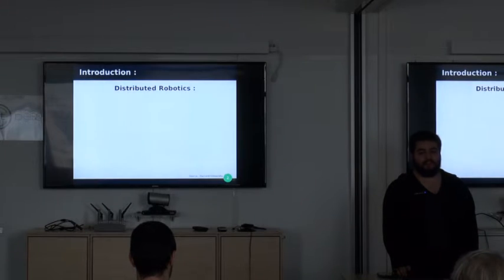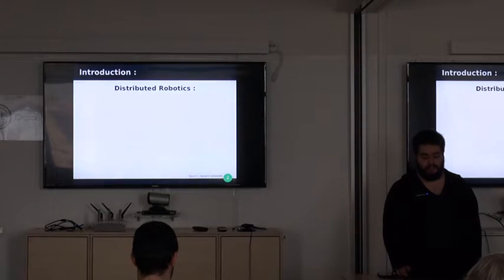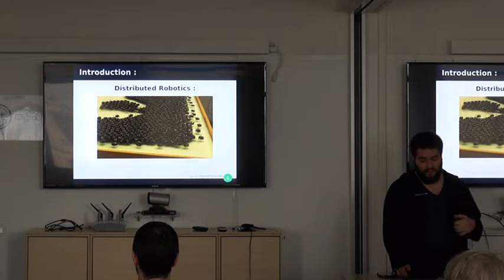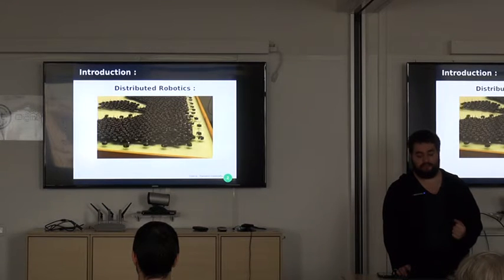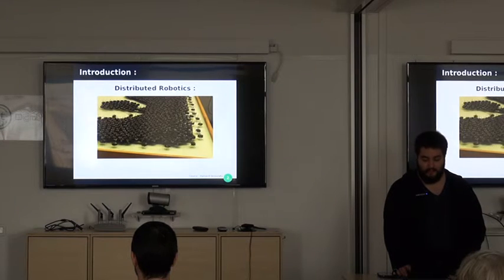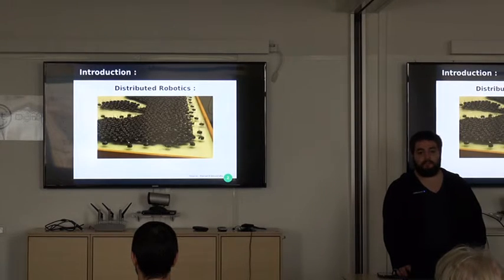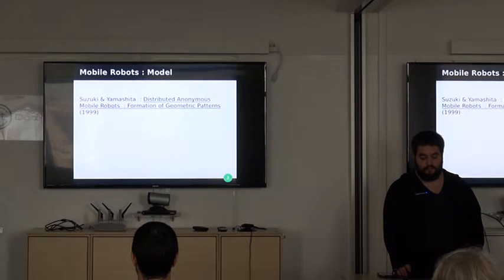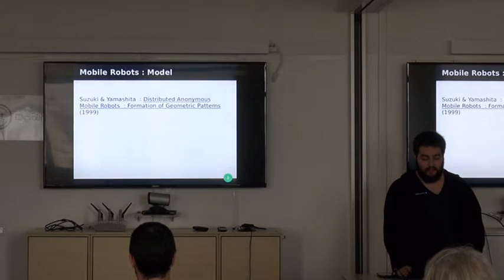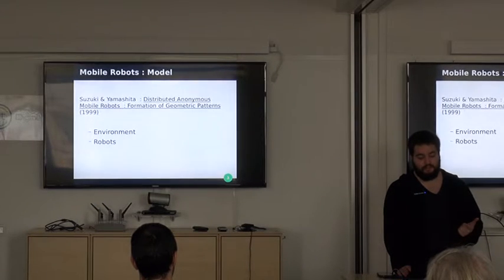So distributed robotics is this idea that instead of solving a problem with one big complicated robot, we're going to use a lot of small ones. Obviously, this raises new problems and new issues that we don't have when robotics are not distributed. To model properly the robots we're going to use the Suzuki and Yamashita model that was introduced in 1999. And we're going to talk quickly about the environment, the robots themselves, and the synchronization.